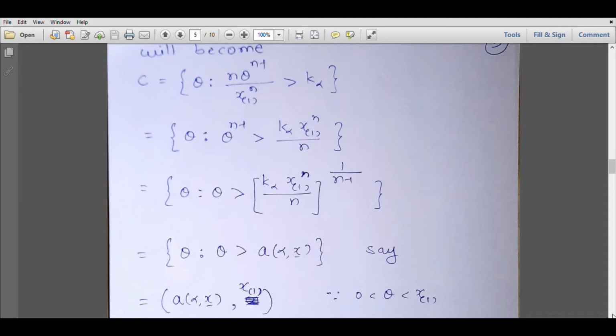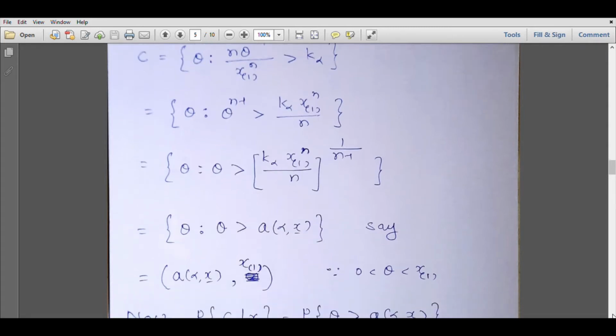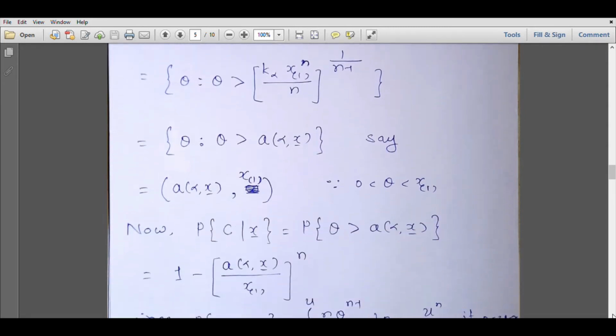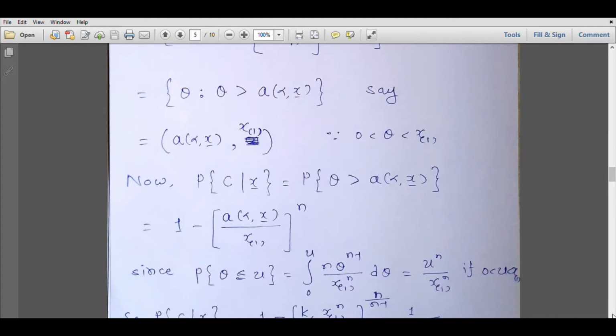Now what needs to be found is k alpha: I must find the largest possible value of k alpha such that the posterior probability of this interval is at least 1 minus alpha. So let us see how we can find it. Now the posterior probability of this C should be at least 1 minus alpha. So let us first find the posterior probability. It is the probability that theta is greater than a alpha x.